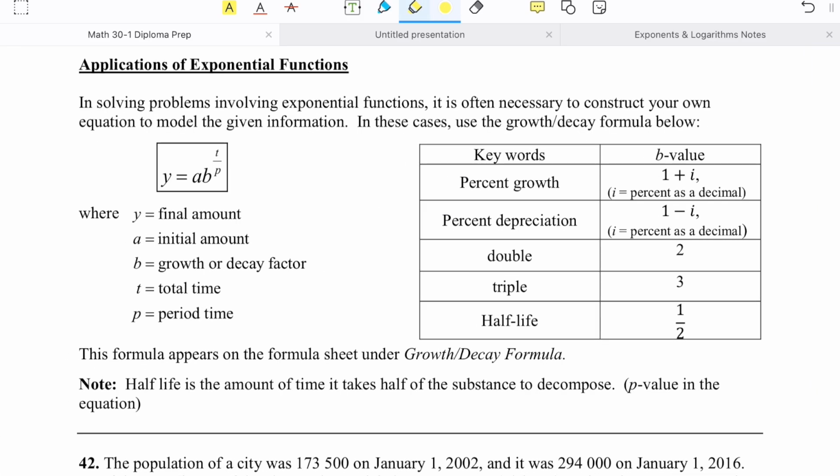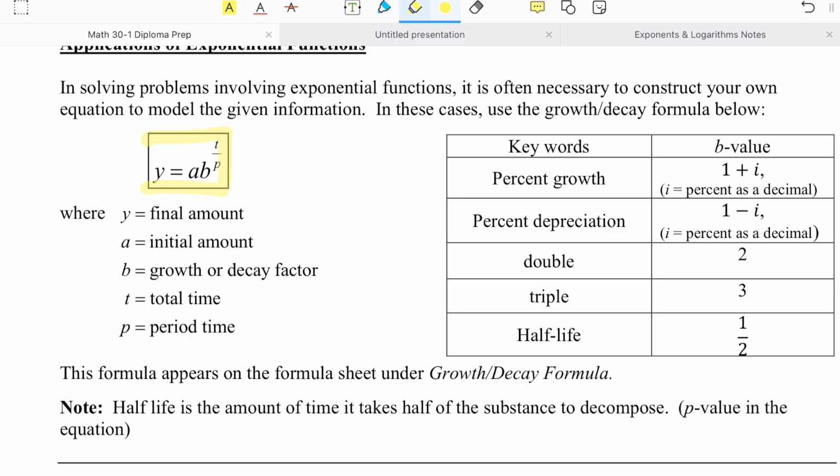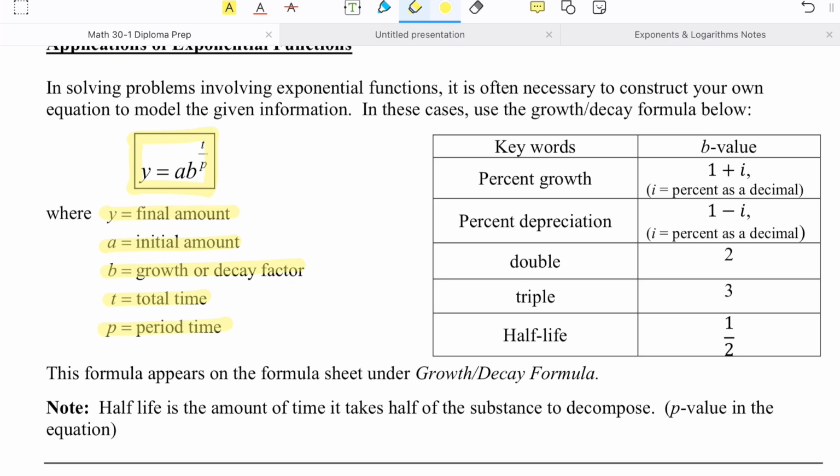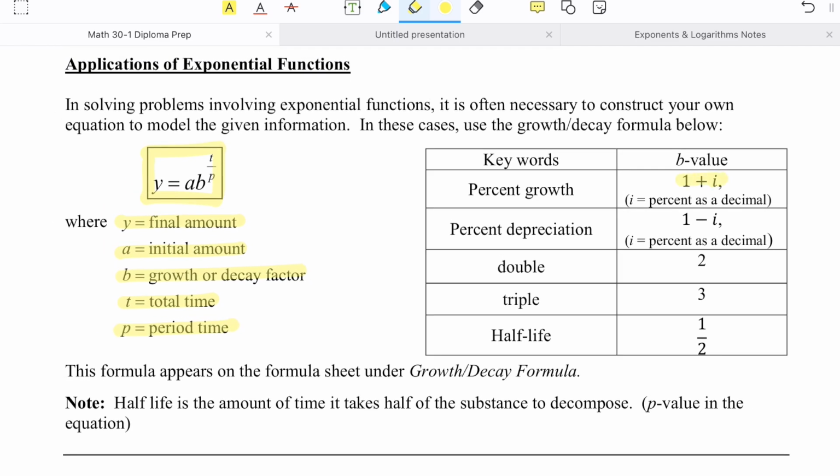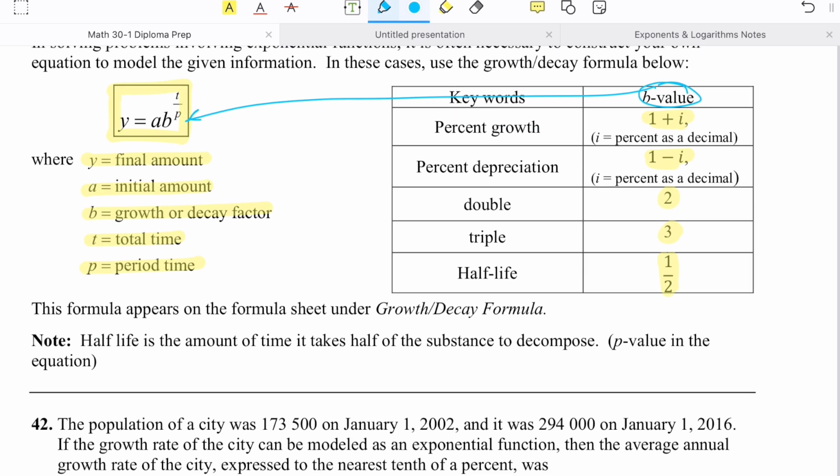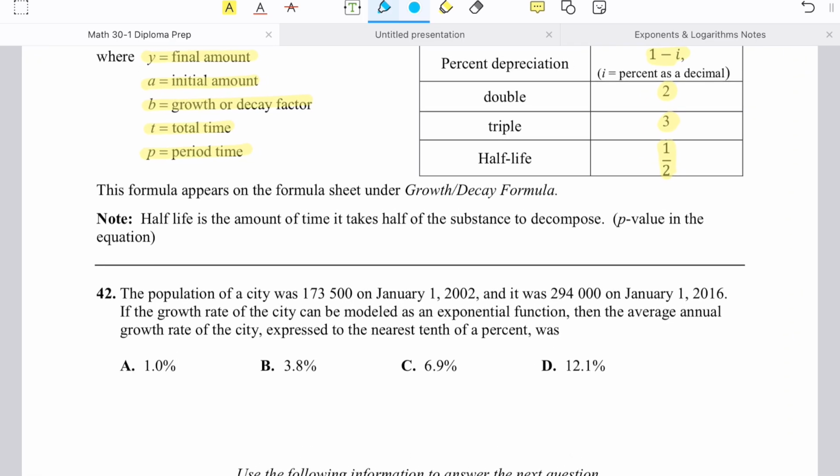So, applications, this is what our exponent function looks like. Y is the final amount, A is the initial amount, B is your growth or decay factor, T is total time, P is period. When you're talking about percentage growth, you're going to add 1 to it. Decay will be minus, doubling is 2, tripling is 3, and half-life is half. So you'll replace all your B's with this. Again, half-life is the amount of time it takes to reach half of the substance, so when it decomposes. Okay?